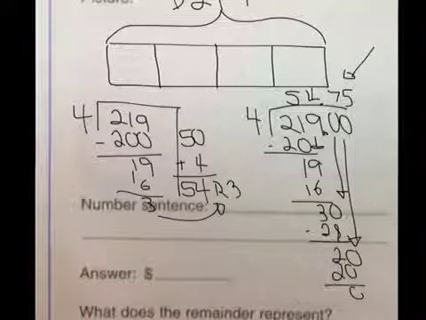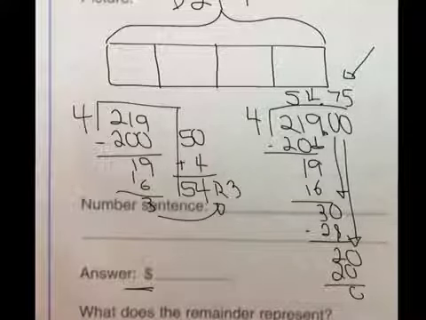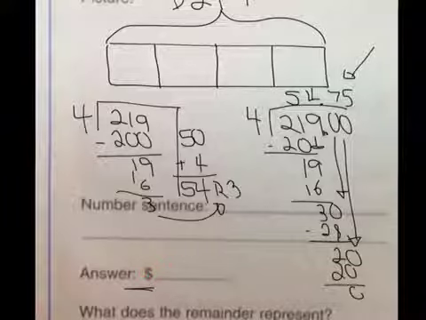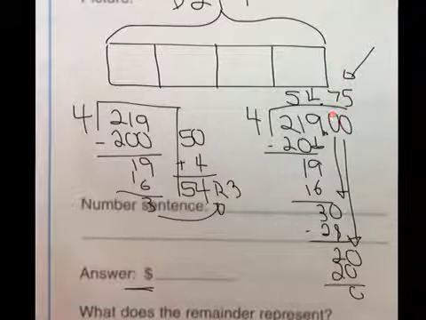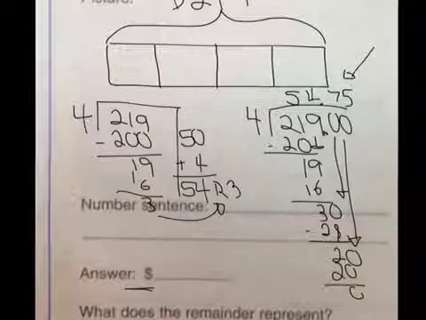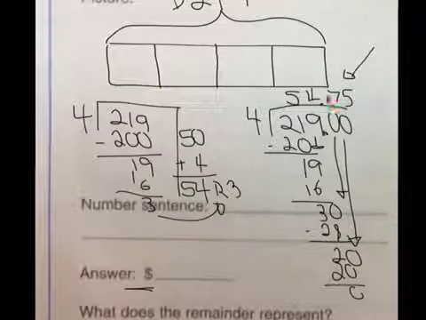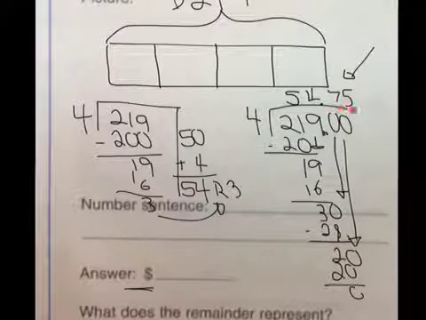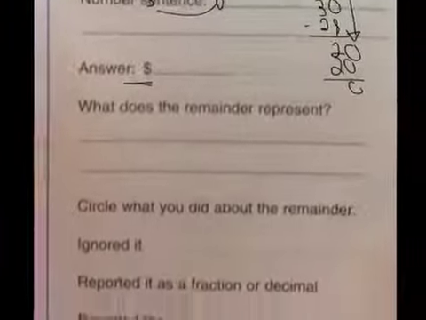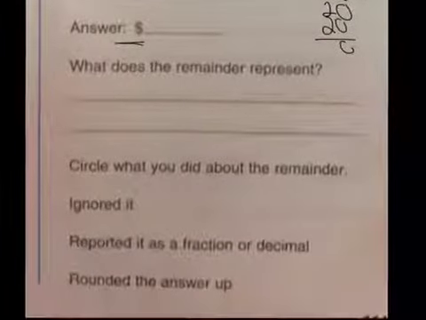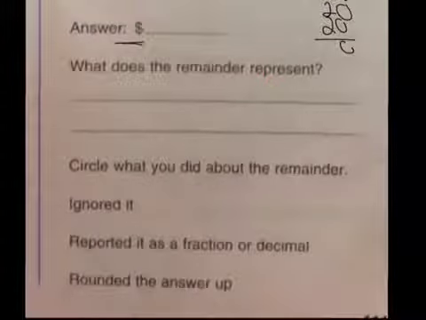Okay? Since we're talking about money, as you can see right here, then it would be best to include a remainder, include a decimal, because we're talking about money, so this would be $54.75. So let's go all the way down here. What does the remainder represent? Well, you should write it represents money. Cents.